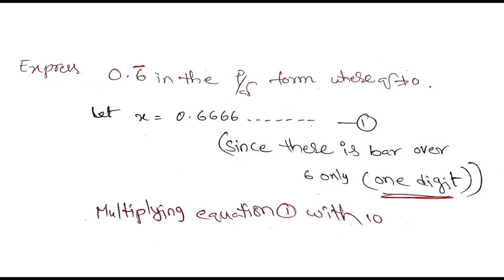Express 0.6 bar in the p by q form where q is not equal to 0, p and q are integers. Let x be equal to 0.666 and so on. I wrote four 6s. You can write 3 also, no problem, 5 also, 10 also, no problem. Since there is a bar over 6 only, one digit, I wrote multiplying equation 1 with 10. You can write both sides multiplied by 10 also. Equation 1 multiplied by 10. Copy?